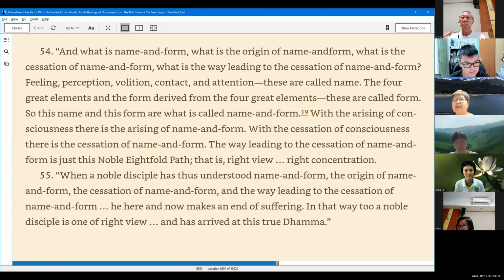With the arising of consciousness, there is the arising of name and form. With the cessation of consciousness, there is the cessation of name and form. The way leading to the cessation of name and form is just this Noble Eightfold Path. That is right view, all the way to right concentration. When a noble disciple has thus understood name and form, the origin of name and form, the cessation of name and form, and the way leading to the cessation of name and form, he here and now makes an end of suffering. In that way, too, a noble disciple is one of right view and has arrived at this true Dharma.